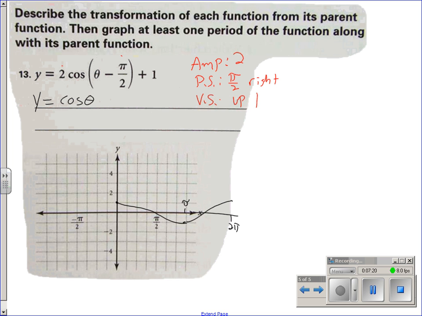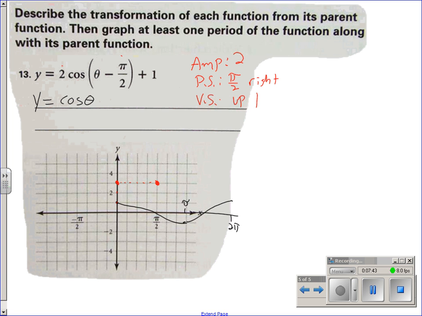The amplitude is 2. So instead of starting at 1, we're going to start at 2. But now, we've also got this shift up. So we're going to start at a positive value of 3, sort of. We're also shifting this over to the right, pi over 2. So where this function starts is here, at an angle of pi over 2 at a y value of 3.